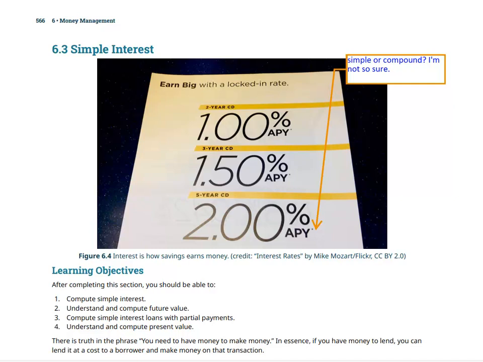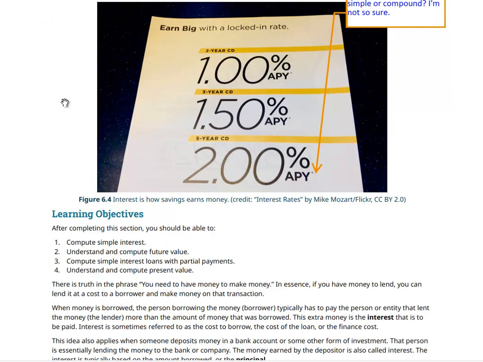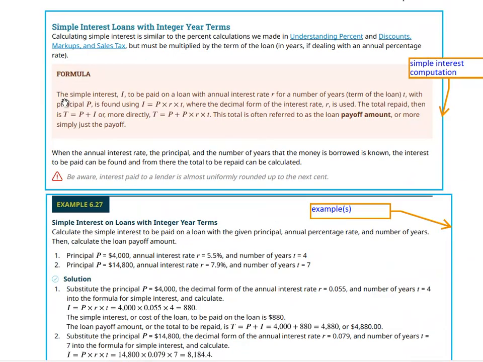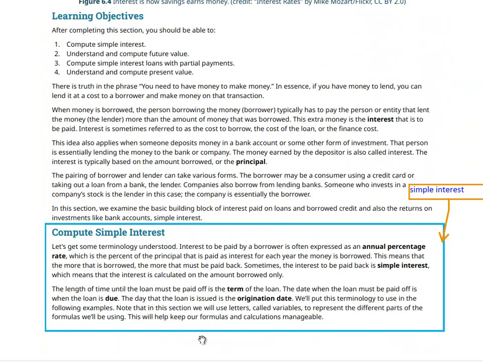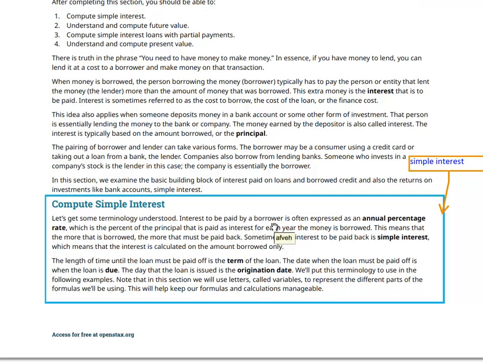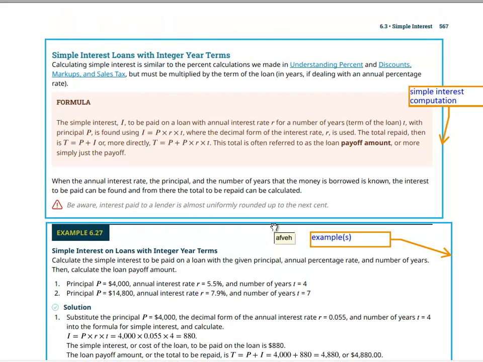This lecture is a combination of the sections on simple interest and compound interest. So I'm going to scroll down here for simple interest, and I'm trying to look at these two blue boxes here. I'll scroll a little bit down to the next page. There it is. So simple interest is really simply calculated. It's right here, that formula.